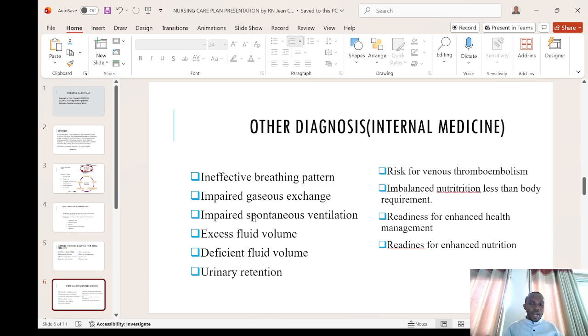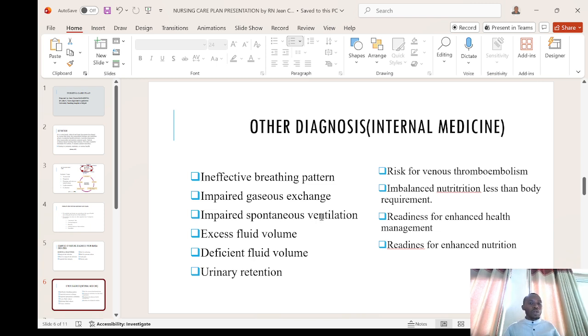There is also impaired spontaneous ventilation. Take a scenario where someone has arrested and you have done cardiopulmonary resuscitation, the patient came back to life, but his or her respiration is not very promising, and you decide to do an intubation and put on a ventilator machine. So with this intervention of cardiopulmonary resuscitation or putting on a ventilator machine, impaired spontaneous ventilation can be a good nursing diagnosis to use.